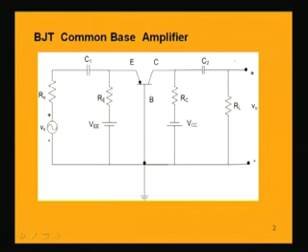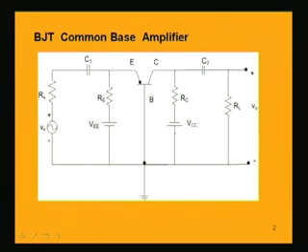We are taking, for example, a PNP transistor, which is indicated by the arrow mark in the emitter base junction, and that is why the polarities of the DC sources VEE and VCC are like this. The emitter base is forward biased by VEE and the collector base is reverse biased by VCC.